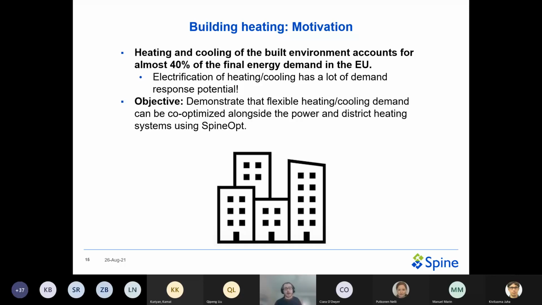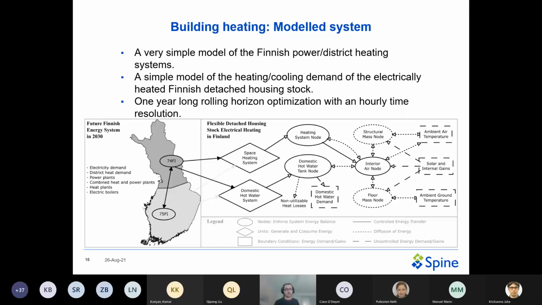So the objective of this case study was to demonstrate that you can actually model flexible heating and cooling demand in SpineOpt alongside these more traditional economic dispatch and unit commitment models for power and district heating system. So on this slide, I have an illustration of the model that I used. I don't have the SpineOpt databases on my computer anymore. This case study was done over a year ago, and I think this illustration is easier to follow.